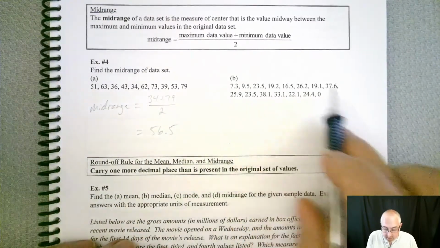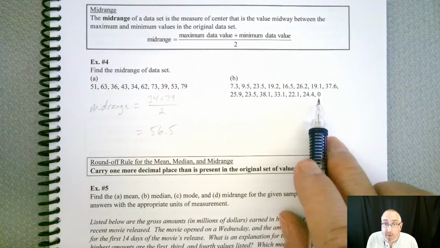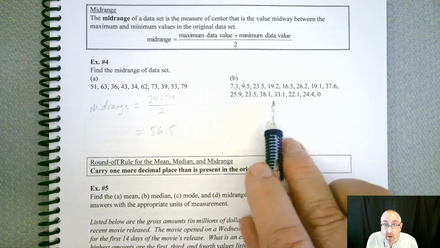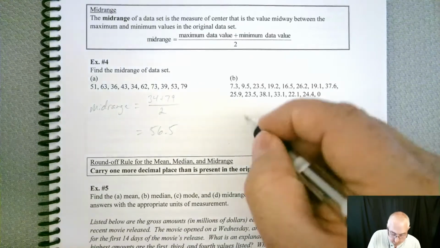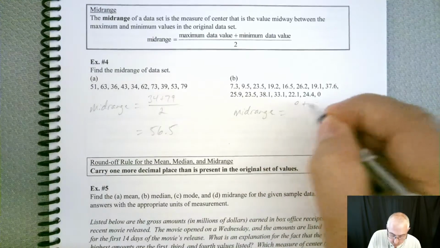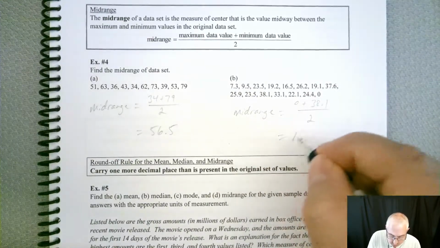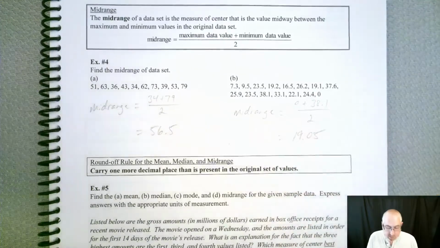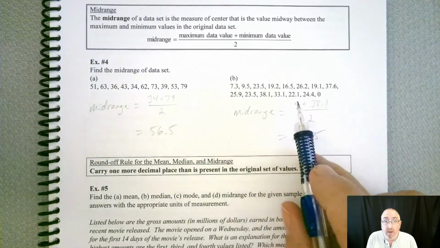All right, and now for our other example, our lowest is definitely 0, but our highest is where? Well, looks like 38.1. So we had 0 plus 38.1 divided by 2, 19.05. Now remember, 2 decimal places is okay for our answer because our data had 1 decimal point.